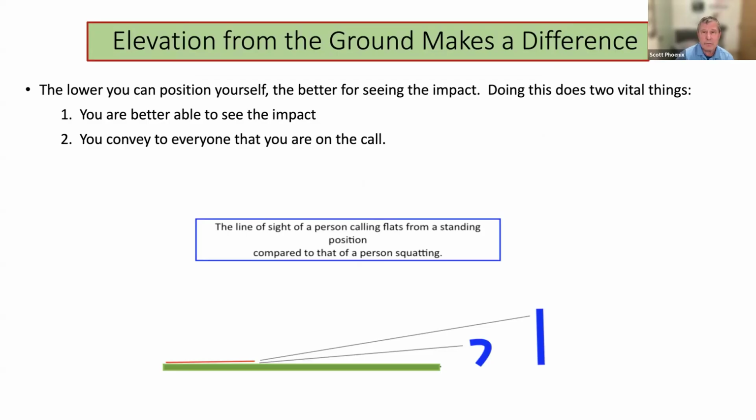So, elevation from the ground does make a difference. These are two figures in blue representing the elevation above the ground of the eyes, with a javelin coming in that has enough of a low angle to put you on high alert to judge if it's flat or not. So if you are lower to the ground, you are better able to see when the javelin makes impact with the ground.